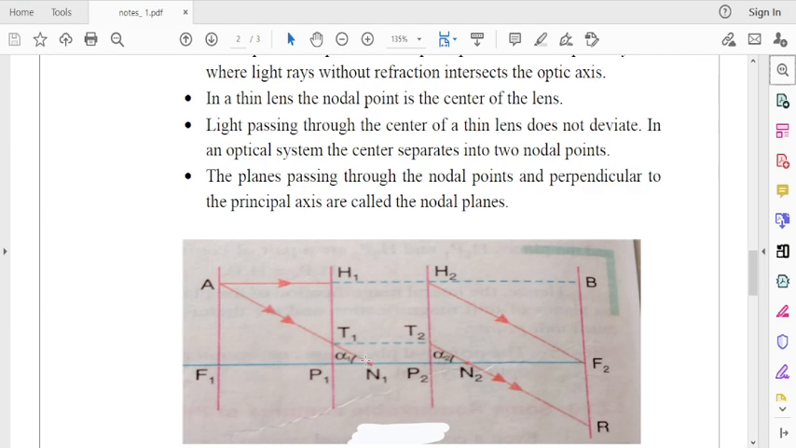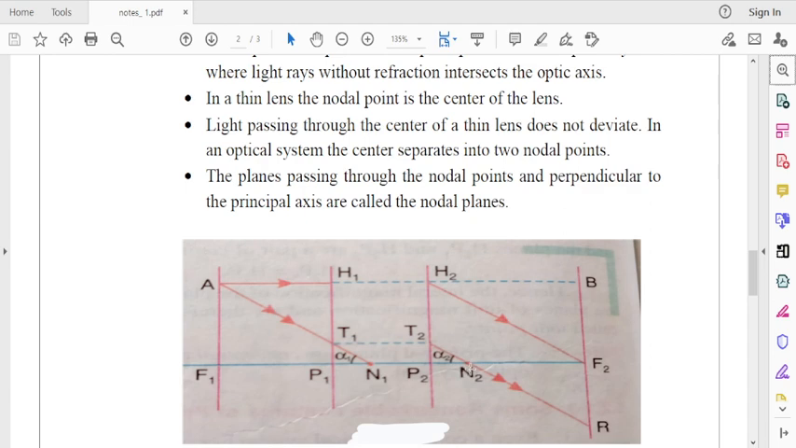The plane passing through N1 and perpendicular to the principal axis is called the first nodal plane, and the plane passing through N2 and perpendicular to the principal axis is known as the second nodal plane.